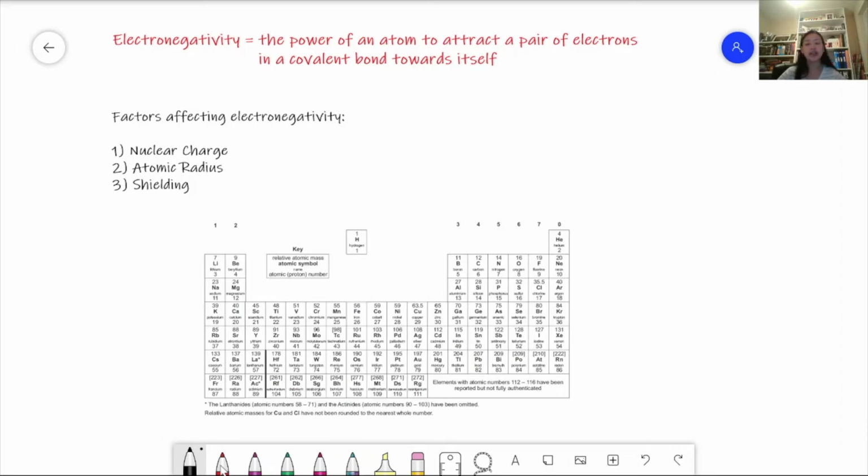The first one is nuclear charge. If there's a high nuclear charge, this means there's more protons, which means there's a stronger attraction between the nucleus and the bonding pair of electrons, which it's wanting to attract. So that means that when we have a higher nuclear charge, that is equal to more electronegativity.